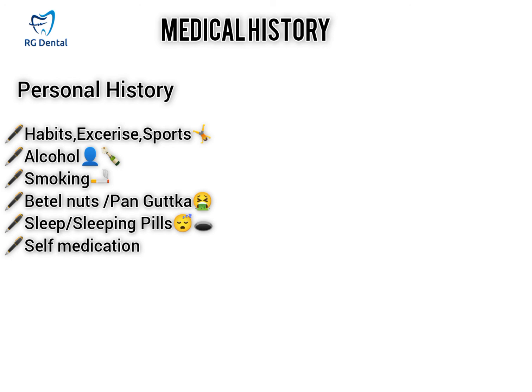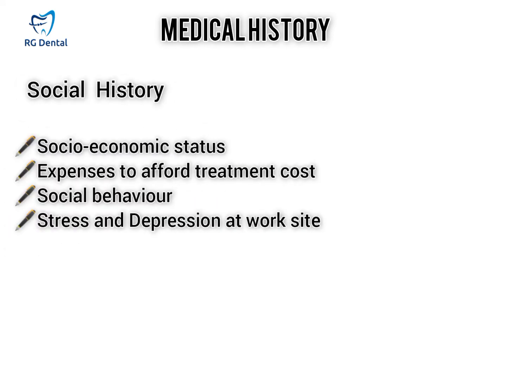In the personal history and the social history, we have to go for the socio-economic status of the patient, the social behavior of the patient, and the expenditure of the treatment the patient can afford or not. These are the simple questions that can be asked in the personal and the social history.